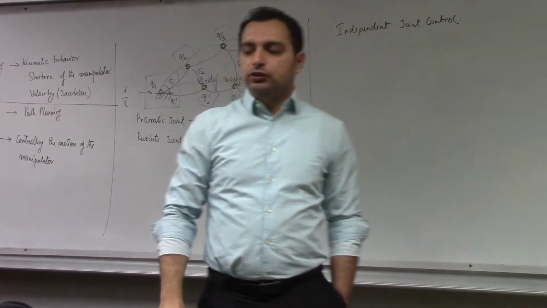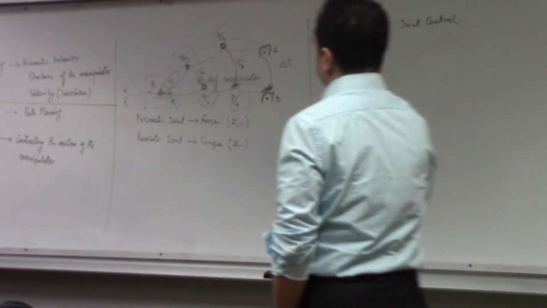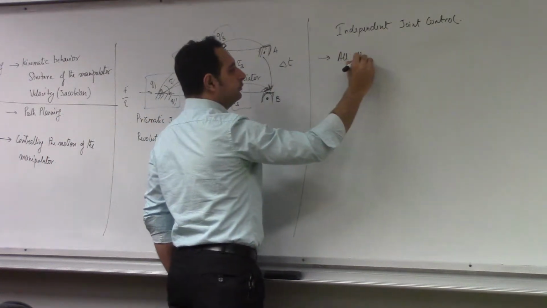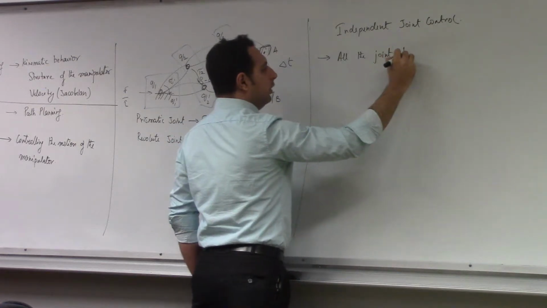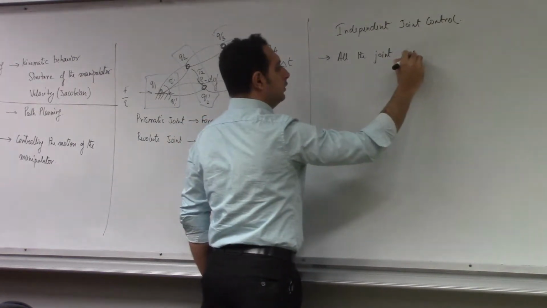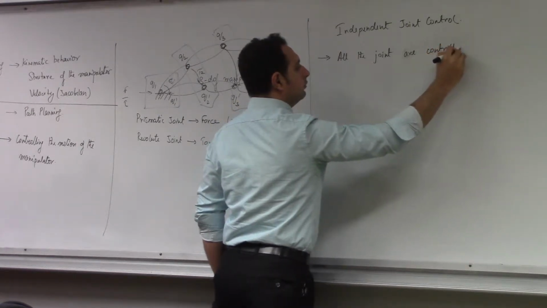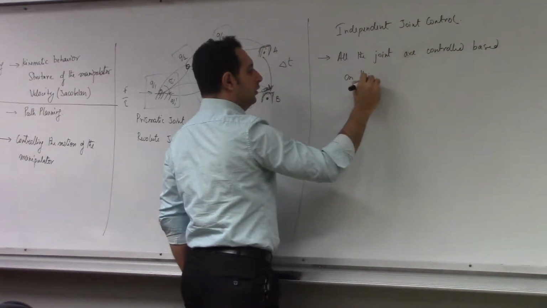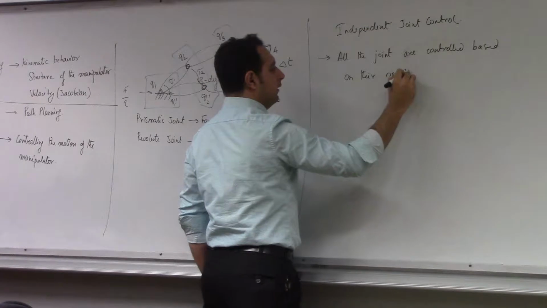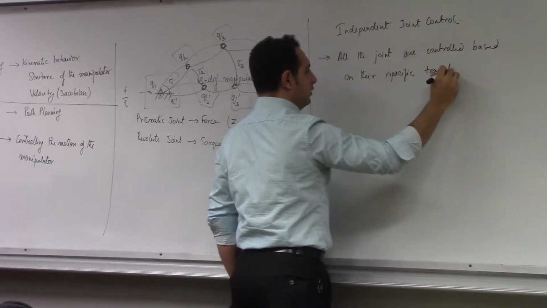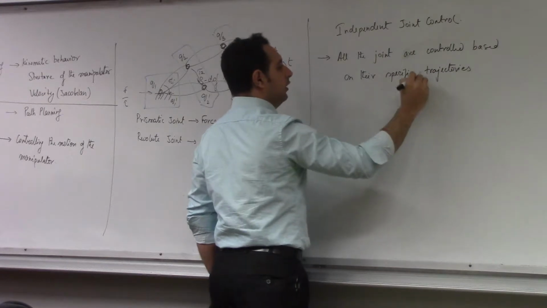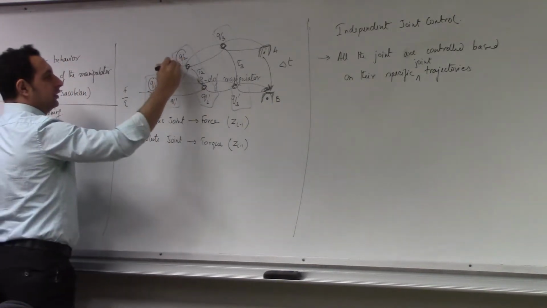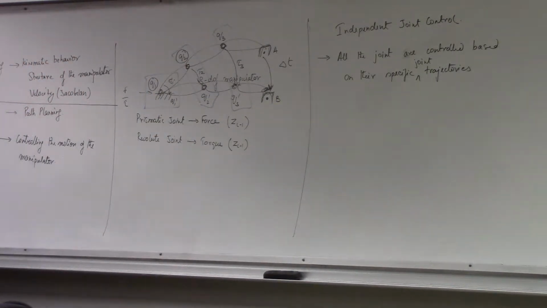Okay, so independent joint control is controlling each of the joints independently from each other. Okay, so all the joints are controlled based on their specific trajectories. Okay, based on their own joint trajectories, this is controlled. So this is controlled by Q1, this is controlled by Q2, based on how it is moving from there.